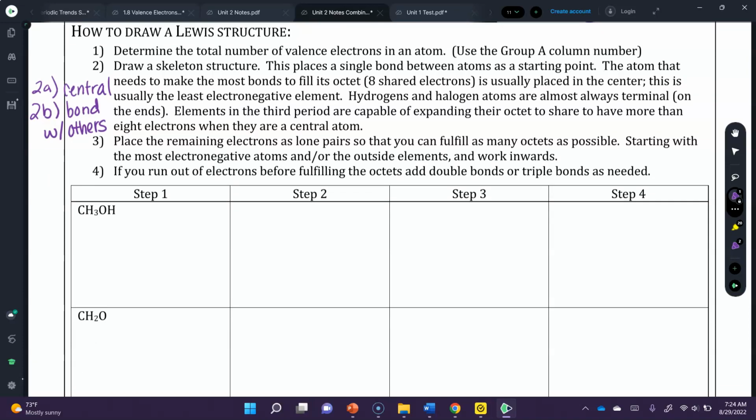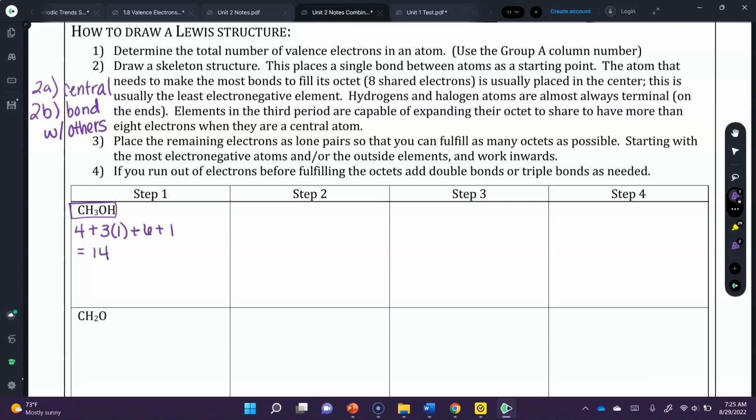So step 1 is to determine the total number of valence electrons. We're going to do that with methanol here. We have 4 from carbon, because carbon's in group 4A or 14, so it has 4 valence electrons. And then we have 3 hydrogens, so each hydrogen atom has 1 valence electron, plus 6 oxygen, plus 1 more hydrogen. Notice I just went in order of how the chemical formula was written. So I sum those together and I end up with 14.